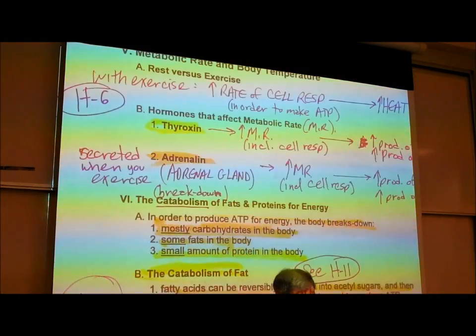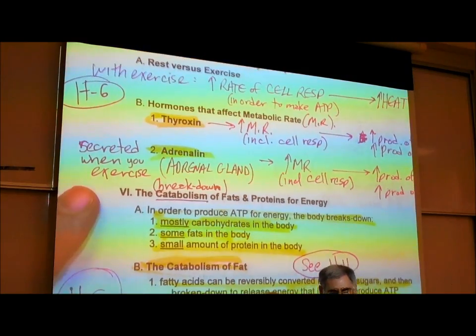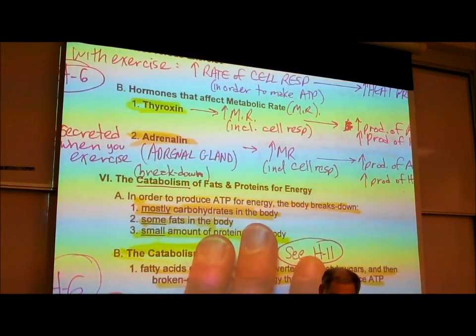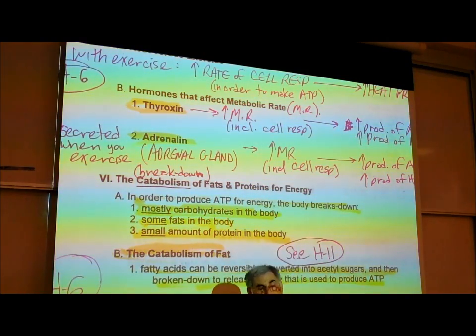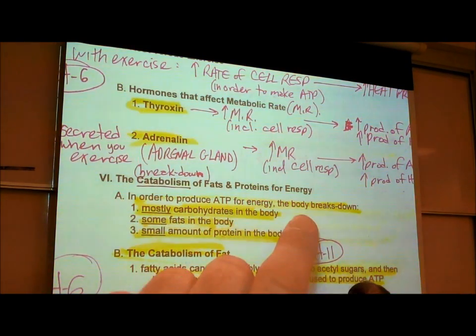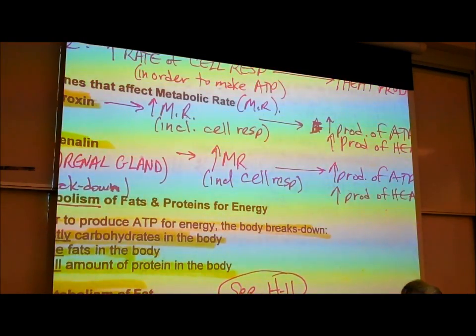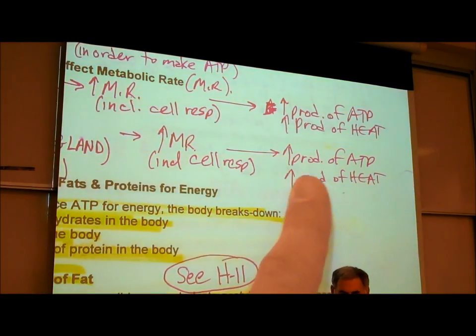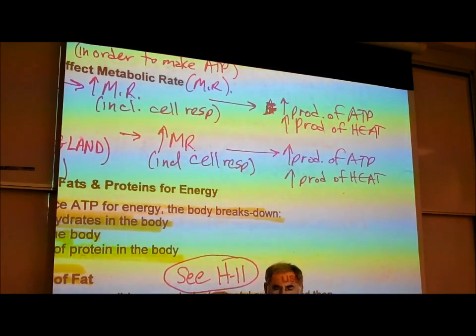All right? But anyhow, adrenaline, which is secreted from your adrenal gland, speeds up also your metabolic rate, including cellular respiration. So, adrenaline also, just like thyroxine, speeds up production of ATP and heat production.